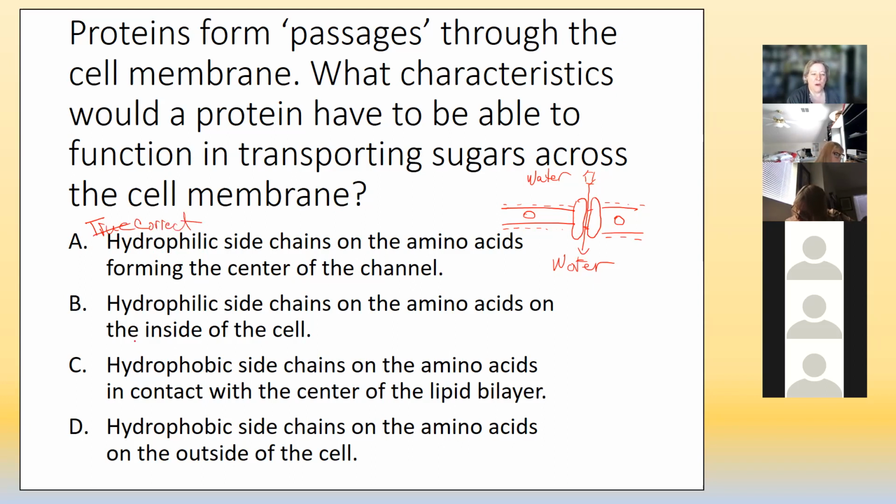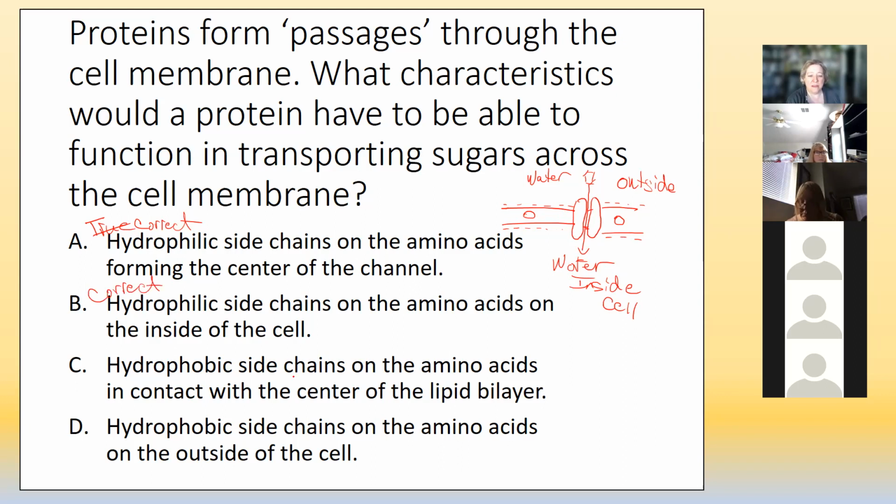Okay. Hydrophilic side chains on the amino acids on the inside of the cell. So this is inside the cell, and this is outside. Would the side chain sticking out here have to be hydrophilic? Yes, because otherwise the water would force it into the hydrophobic center of the cell membrane. So this answer is correct.